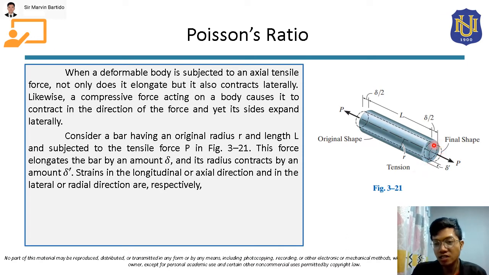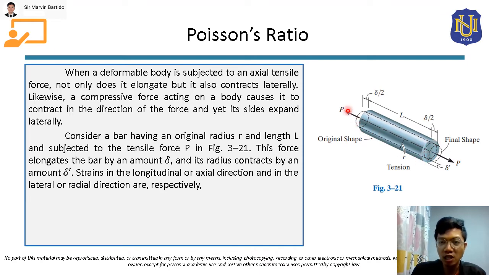Okay, so the cross-sectional area of this bar is circular, so its radius is r. And we have here this length. So this solid bar, this is the original shape.